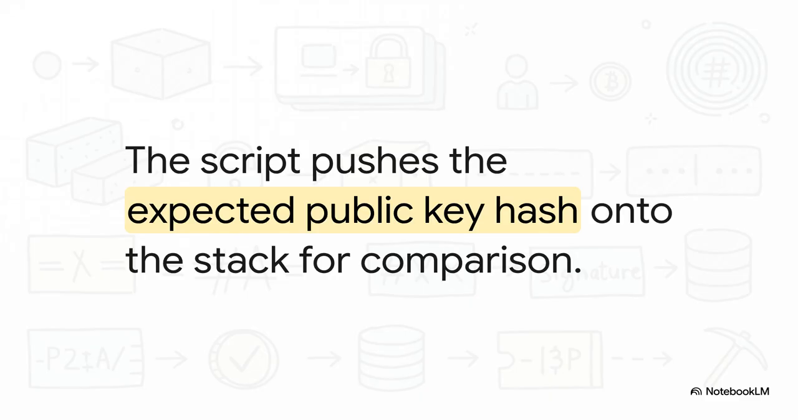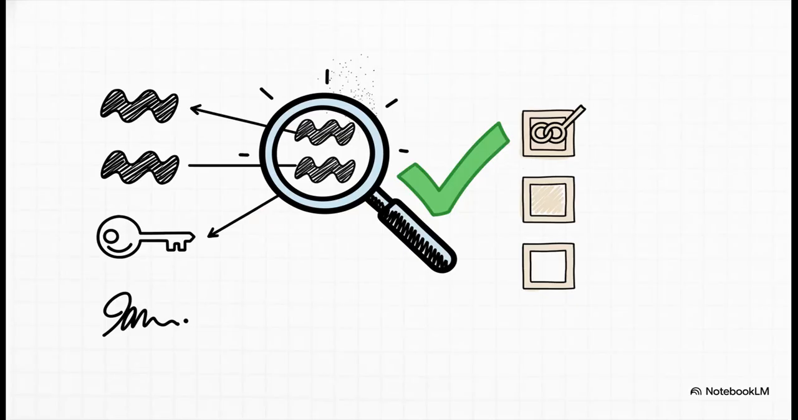Okay, so now the script needs something to compare that new hash against, right? So it pushes the expected public key hash, that's the one the Bitcoin was originally locked to, onto the top of the stack. So now you've got 2 hashes sitting right there, side by side, ready for the first big test. And that brings us to the first critical test, OP_EQUALVERIFY. This command looks at those top 2 hashes and asks one simple question: do they match? If they don't, boom, the script fails right there, transaction over. But if they do match, that means the public key you provided is the correct one. The check passes, and both of those hashes get popped off the stack.